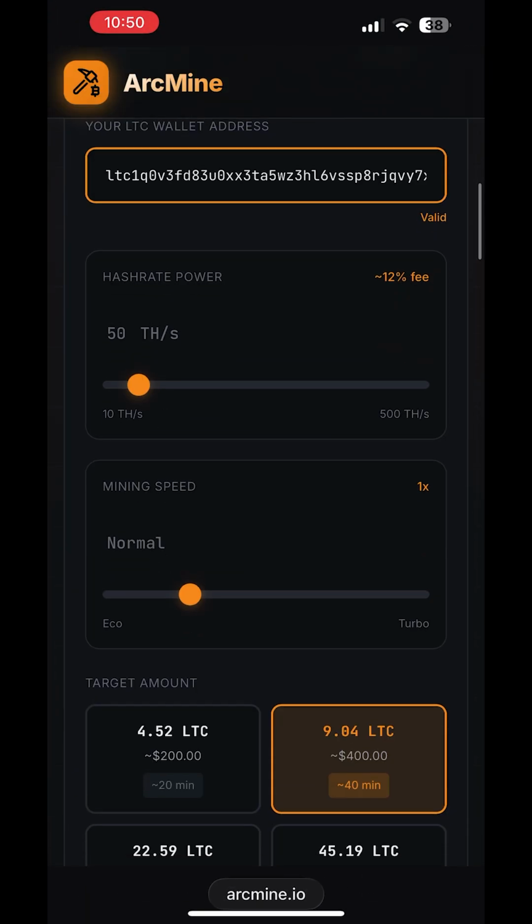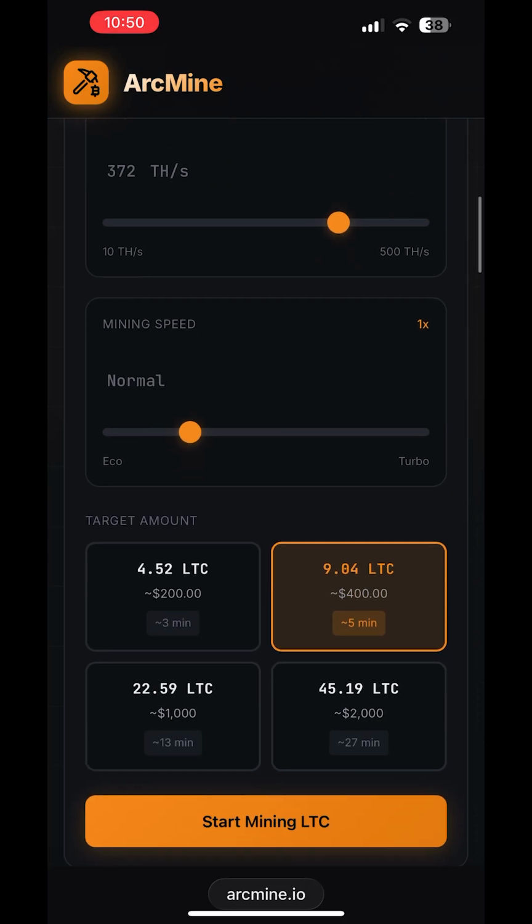Okay, then hash rate power. It sets how much raw computer capacity gets allocated to mining. It's essentially the ceiling for everything that follows. Then mining speed. This one works a bit differently. It controls actual processing intensity on remote hardware side.